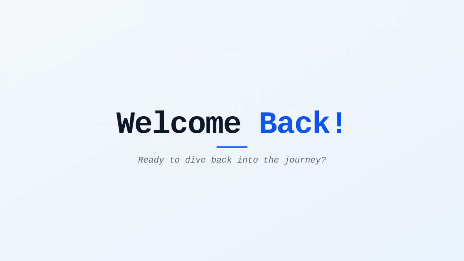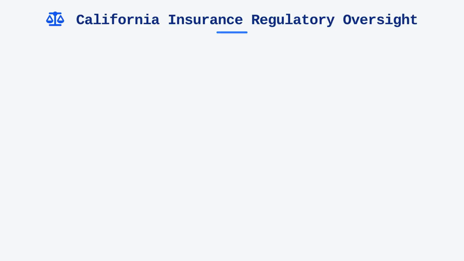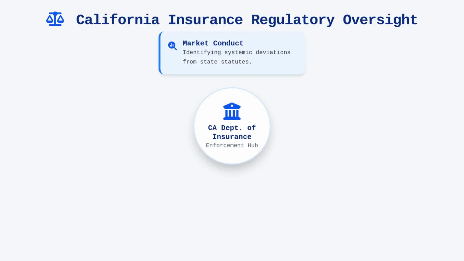Welcome back. The California Department of Insurance possesses a structured apparatus designed to monitor market conduct and enforce compliance with the California Insurance Code. This regulatory oversight is not an abstract exercise in bureaucracy, but a concrete framework that dictates how you must interact with the public, handle claims, and execute underwriting duties.